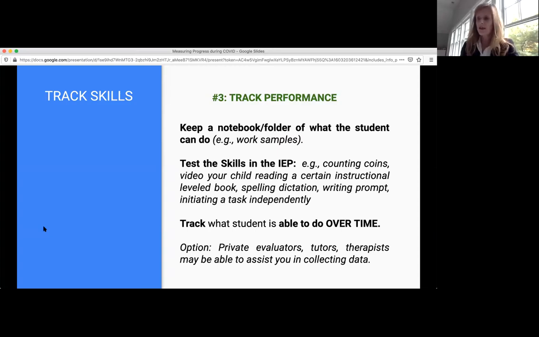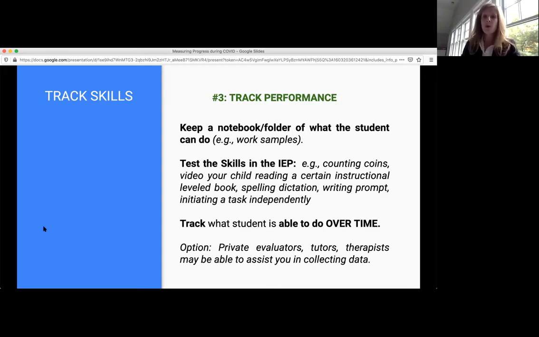You may feel that you may need to be testing the skills in your IEP. This is definitely something you might consider if you feel like the performance levels that are in your IEP are totally misaligned to where your child is given the pandemic. I am not asking you to become a teacher overnight, but to the extent you're able to collect some live data about how it is that your child can or cannot perform a certain skill could be very helpful. So if your child is supposed to be counting coins, you can have your child do that for you. You could videotape your child reading a certain instructional level book. You could give your child a spelling dictation and keep the written work product. You could give your child a writing prompt and see what they respond.